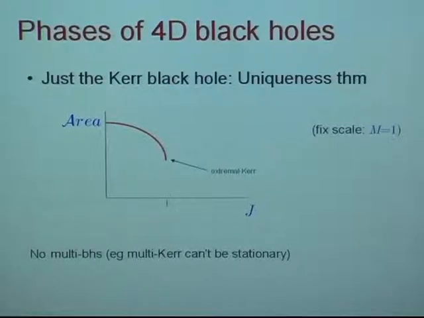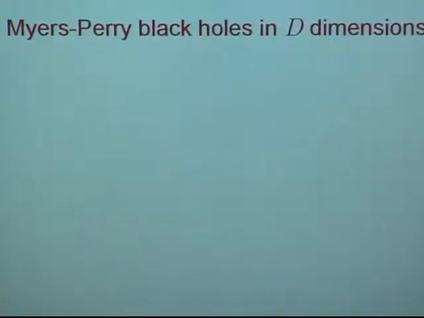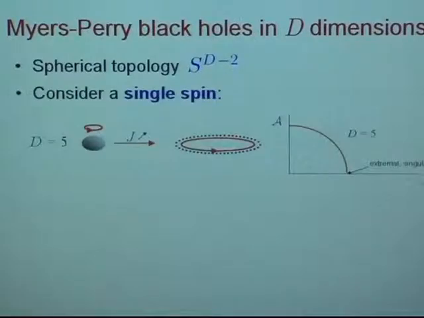Now, what do we have in more than four dimensions? Well, Myers and Perry, over 20 years ago, found the generalizations of the Kerr solution in D dimensions. All the solutions have the topology of a sphere. In principle, it's possible to have several independent rotation planes, but in this talk, I'm going to restrict myself to the possibility of a rotation in just one plane.